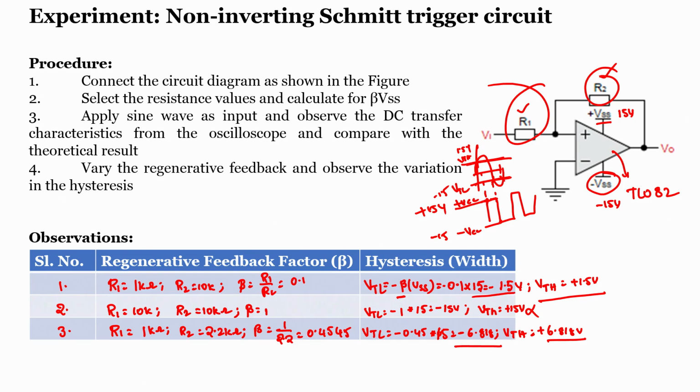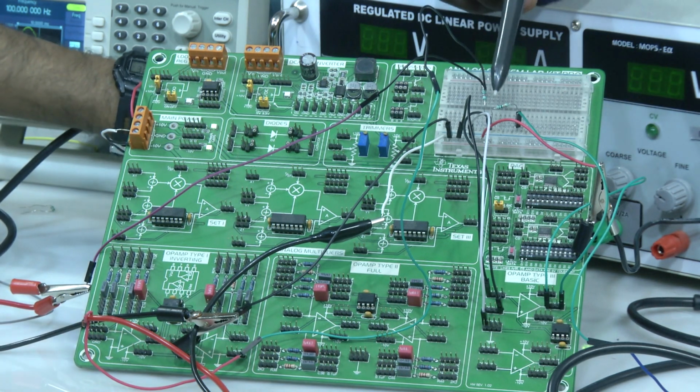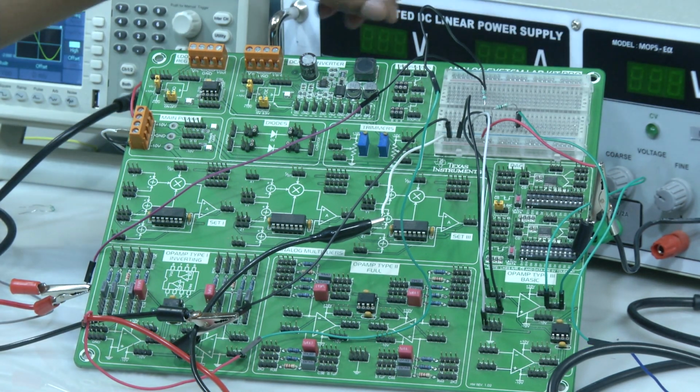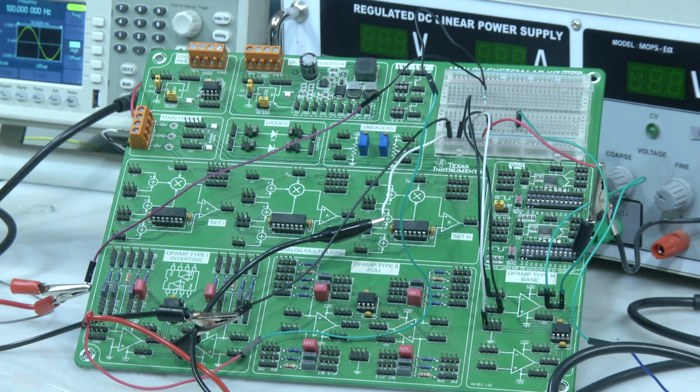When we look into the board, which is R2 in this case? R2 is this one, this is the feedback resistor. So we switch off the power supply and we are replacing this with 2.2 kilo ohms.